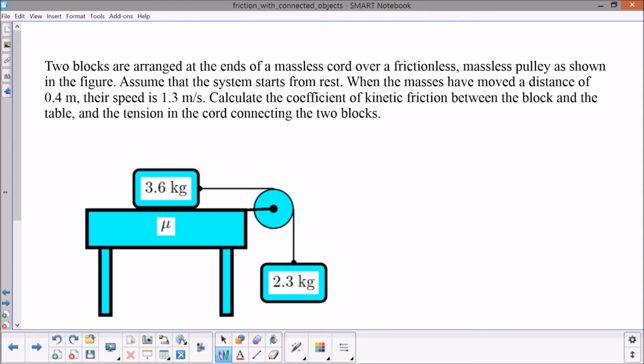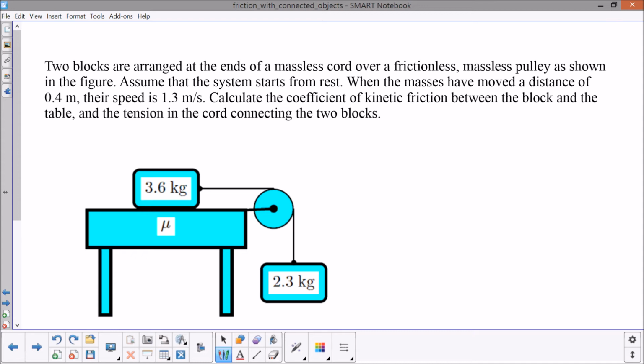In this next problem, we have one box that's sitting on a table connected to another block that's hanging from a cord. The cord goes over a massless, frictionless pulley, so we're not interested in the rotation of this pulley at all at this point in the class. But unlike when we were doing this problem earlier, where there was no friction between this block and the table, we now have a force of friction that's acting. And our job is going to be to calculate the coefficient of kinetic friction between the block and the table. We're also going to try and find the tension in this cord that's connecting the two objects.